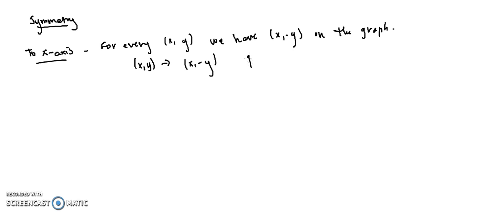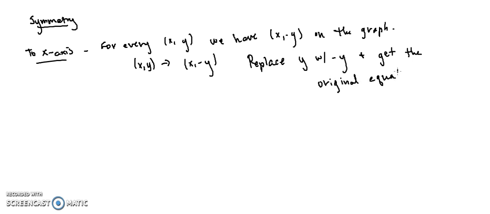So what this means is that we should be able to replace y with negative y and get a true statement. And in this context, a true statement is the original equation. Okay, so this is what we want. We want to be able to replace y with negative y and get the original equation back again.